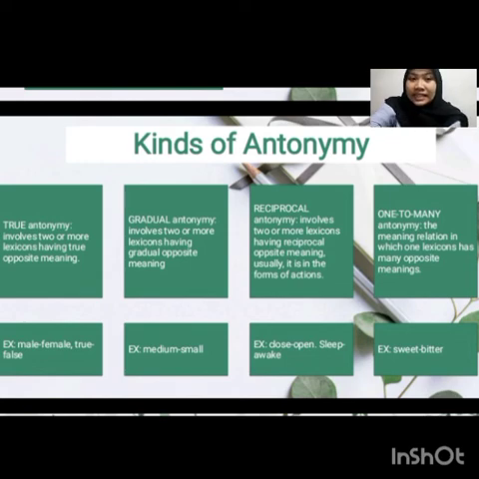The second is gradual antonymy. Gradual antonymy involves two or more lexicons having gradual opposite meaning. The example is medium, small.